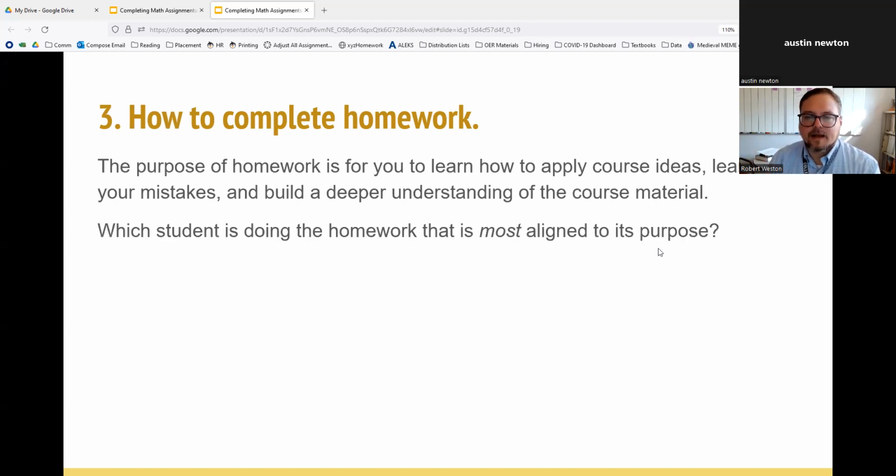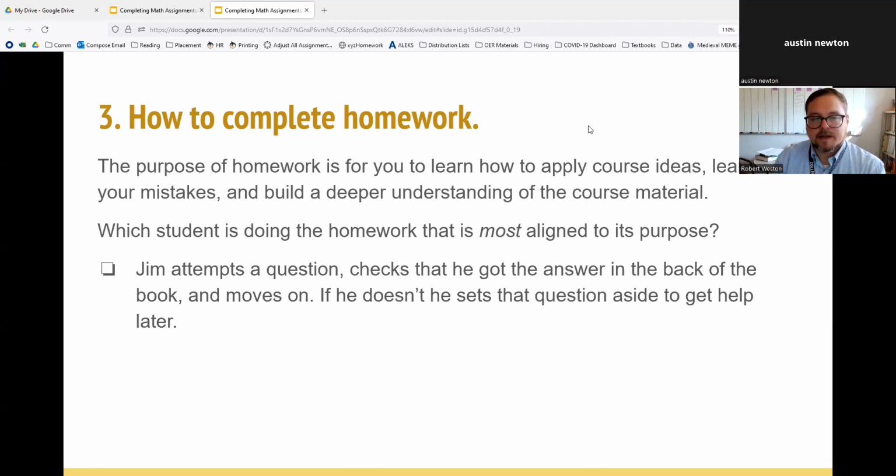So with that idea, right, which student is doing the homework that is most aligned to this purpose? Is it Jim, who attempts a question, checks that he got the answer in the back of the book, and moves on? If he doesn't, he sets that question aside to get help later.